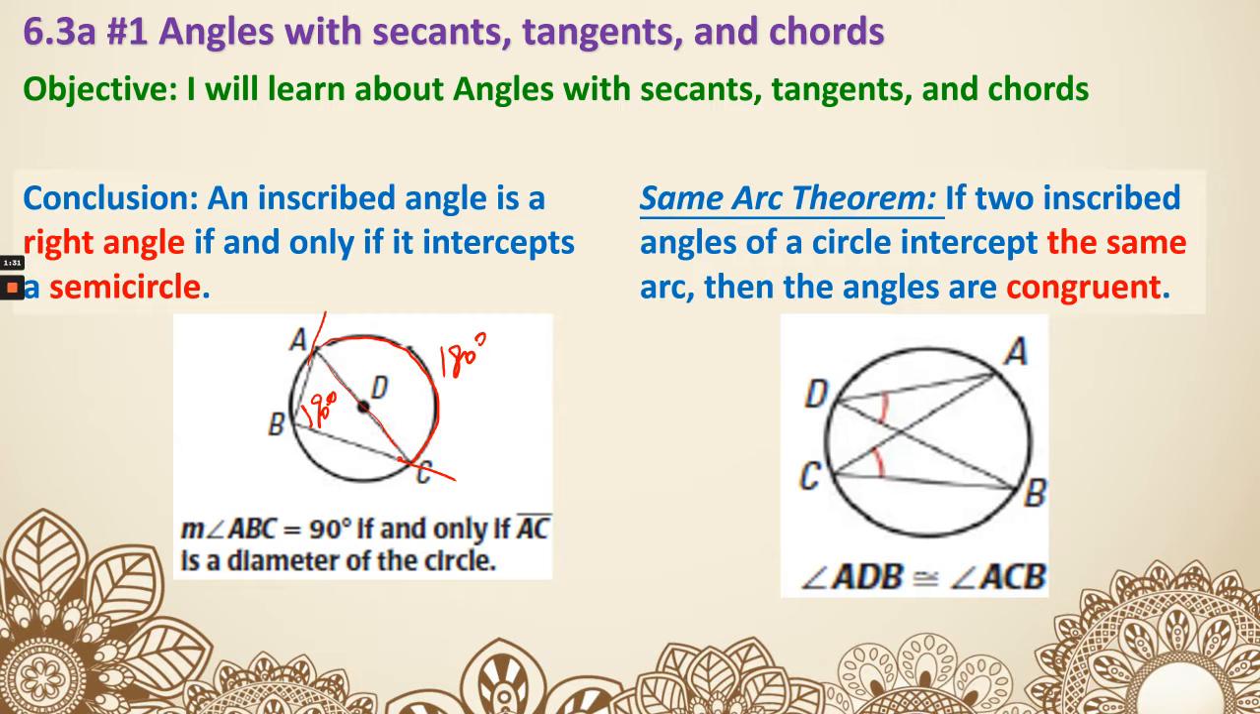We can also draw another conclusion called the same arc theorem. If two inscribed angles of a circle intercept the same arc, then the angles are congruent. As you can see, this angle right here is intercepting arc AB, and this angle right here is also intercepting the arc AB. Since they're both going to be half of AB, these two angles are going to be the same. That's called the same arc theorem.